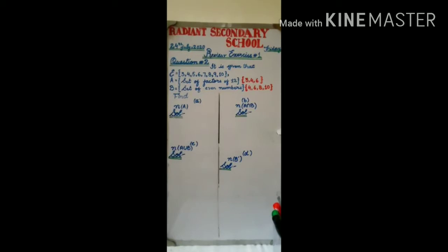We have to start review exercise 1. Later on we have to do question number 1 on a book. So we have to start from question number 2.